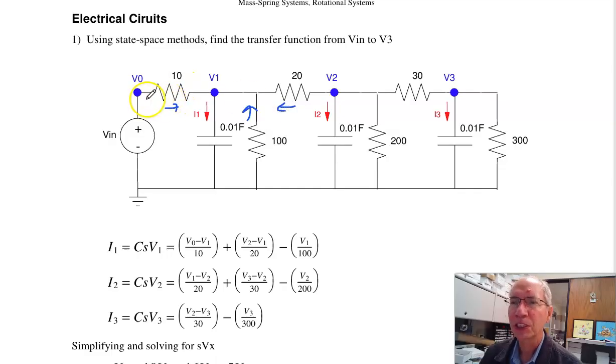Current from the left is V0 minus V1 over 10. Current from the right is V2 minus V1 over 20. And the current up is 0 minus V1 over 100. All that added together is the current of the capacitor.